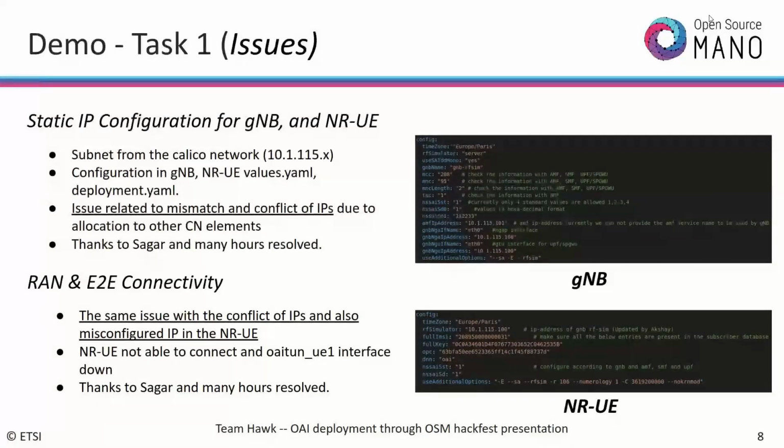Then there was an issue with the end-to-end connectivity, but it's also related to the IPs because we were not getting the tunnel interface for the UE to go up. After the IPs were configured correctly for the gNodeB and the UE, we were able to make that work as well. So that was the overall summary of what we did in task 1. Thanks again to the mentor for their help in troubleshooting and resolving the issues.